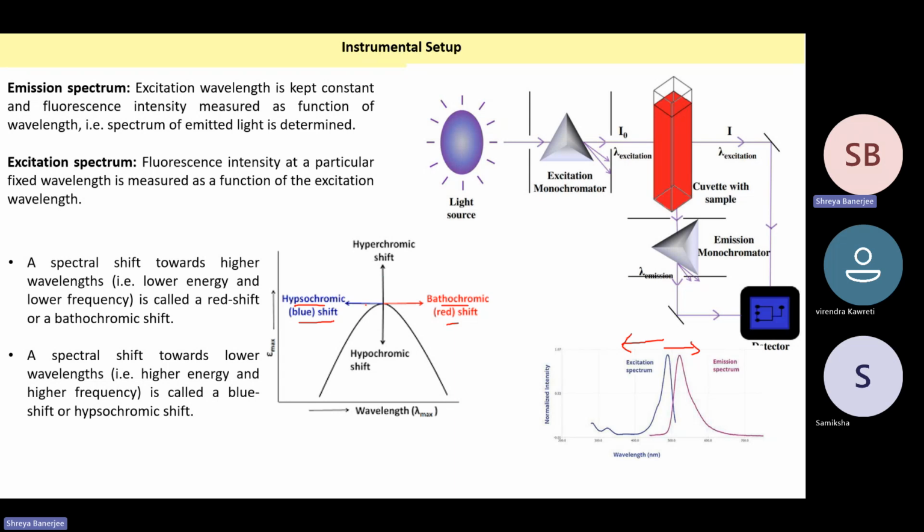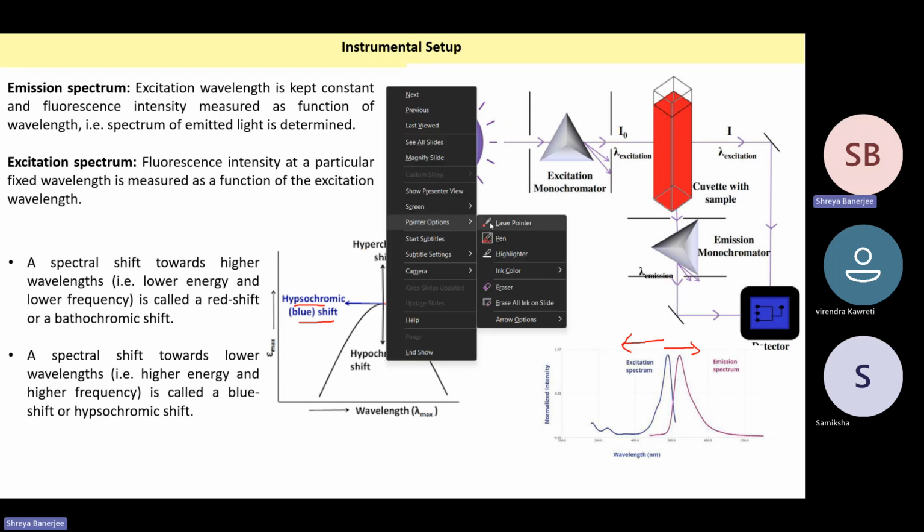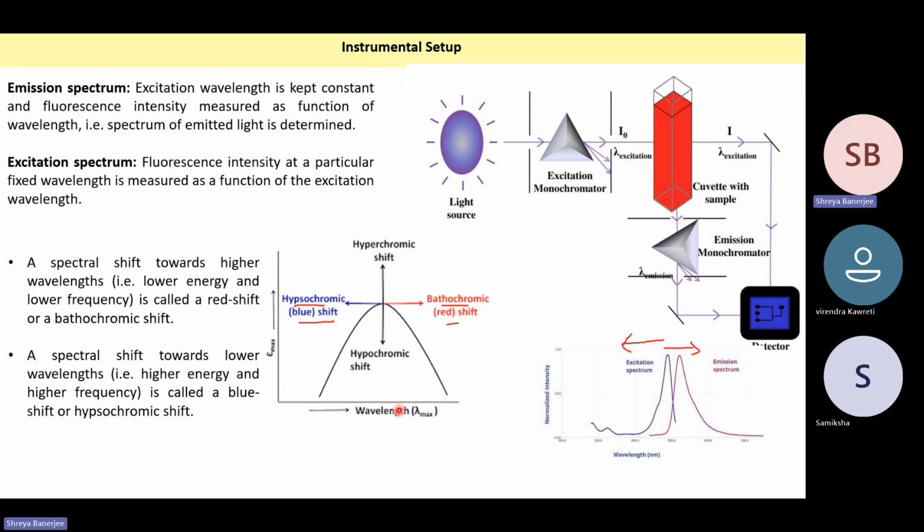If the intensity is increasing, it is called a hyperchromic shift. If the intensity is decreasing, it is called a hypochromic shift. These are just different terms that you can remember. Yeah, it is just defining the different terms.